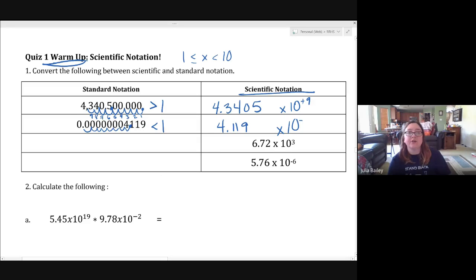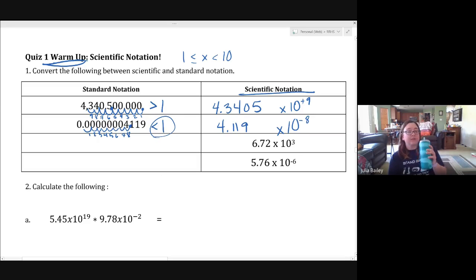I know that that coefficient is going to be times 10 raised to some negative power. Again, we know it's negative because the starting number was less than 1. And to figure out exactly what that power is, I just count how many times I moved the decimal, and this time I moved it 8 times.